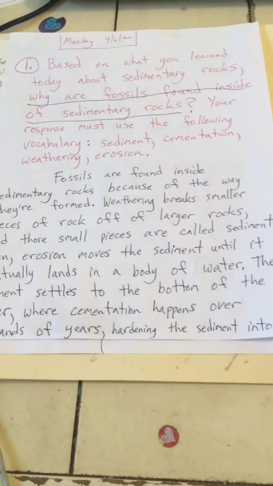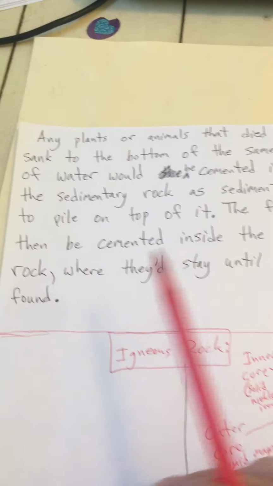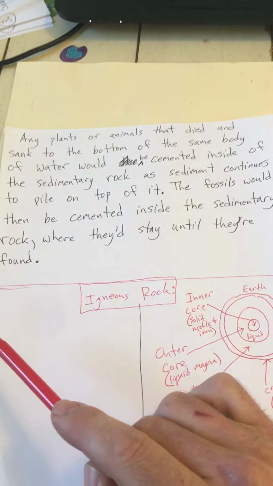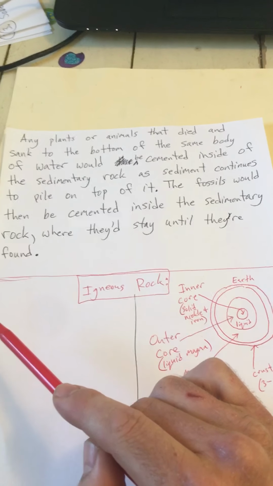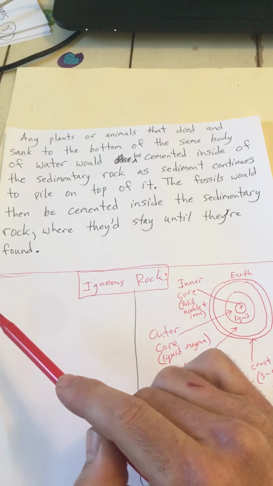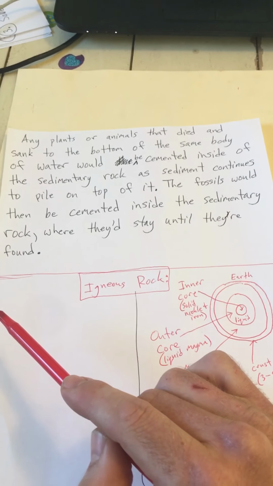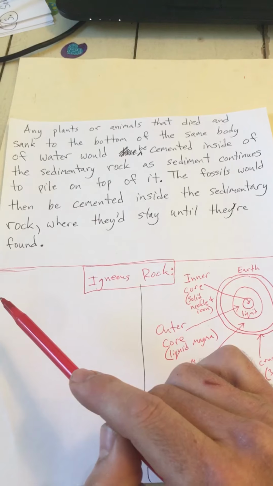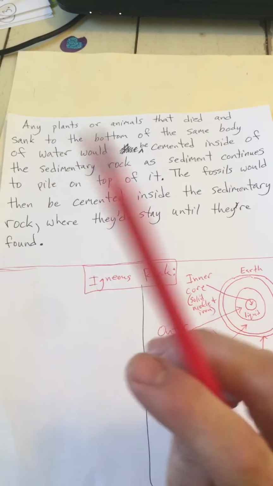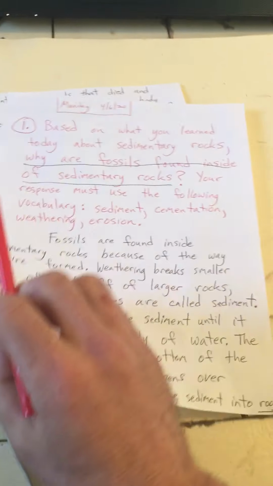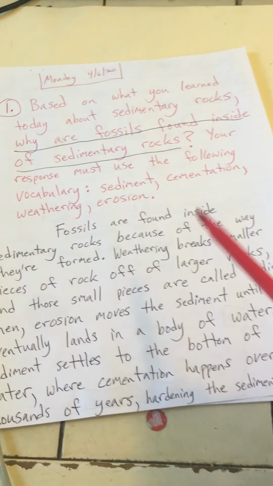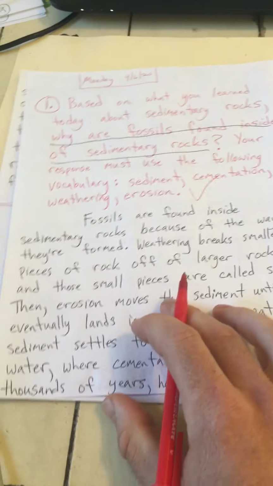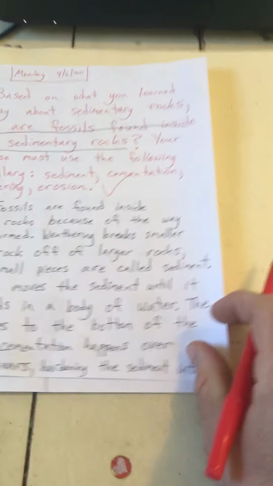Then I continued on to the next page. It says, any plants or animals that died and sank to the bottom of the same body of water would be cemented inside of the sedimentary rock as sediment continues to pile on top of it. The fossils would then be cemented inside the sedimentary rock, where they'd stay until they're found. Okay, so I used the words sediment, cementation, weathering, and erosion. I used all of those words, and I answered the question, why are they found inside of sedimentary rocks?